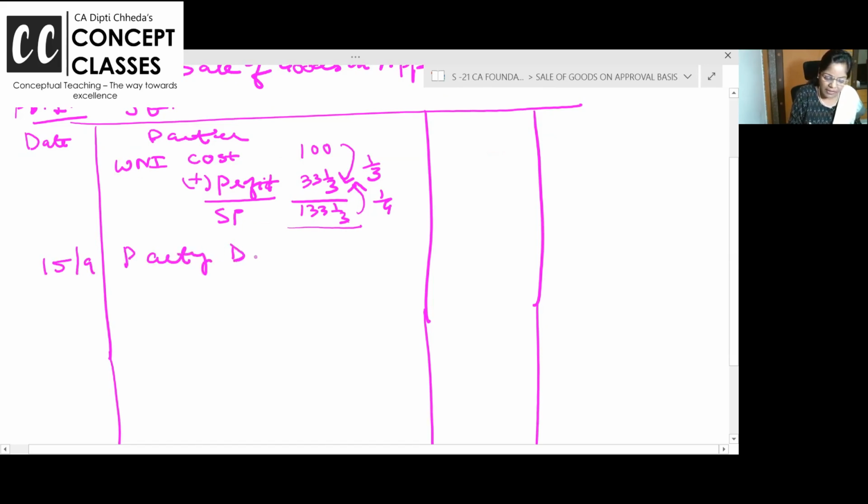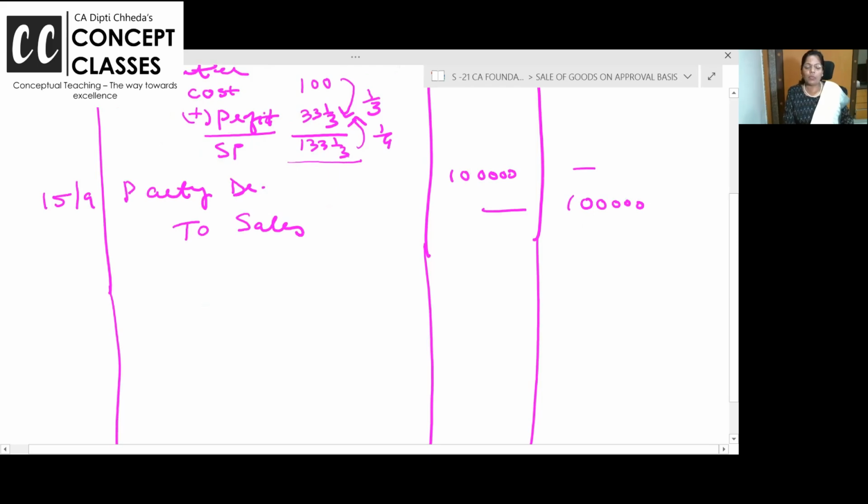Party account debit or trade receivables or debtors account debit to sales 1 lakh. 1 lakh के goods हमने भेज दिए. Party to sales. 15th line.